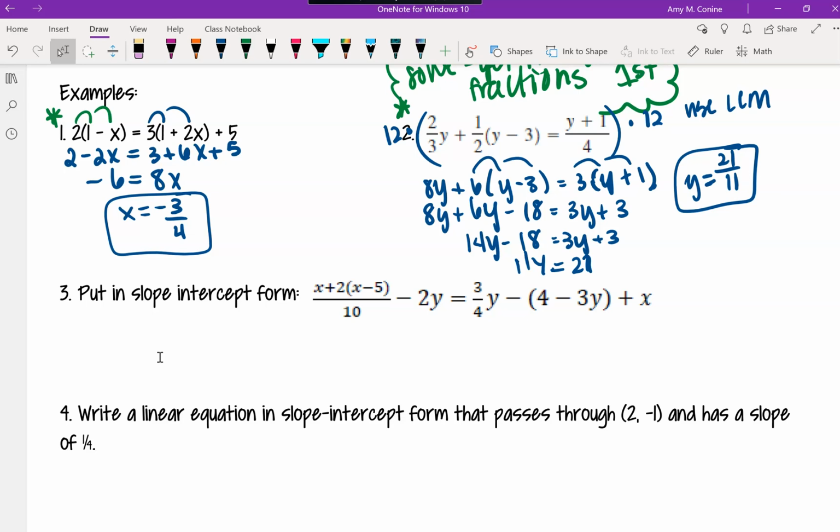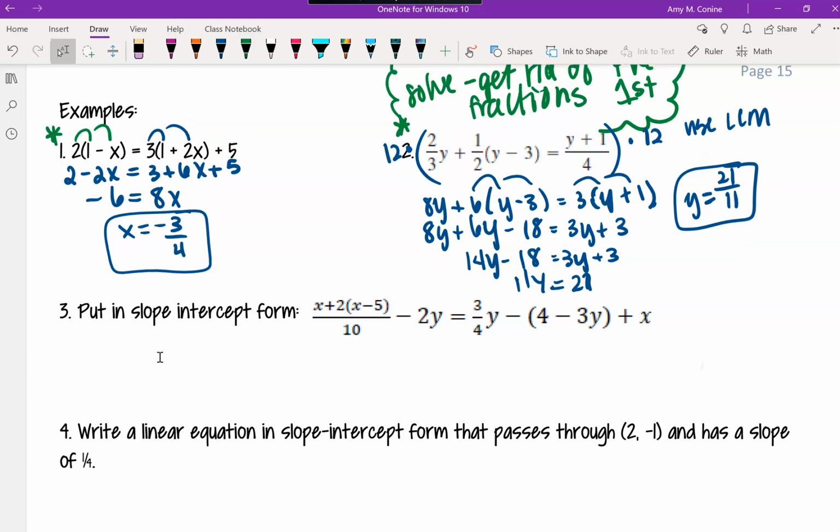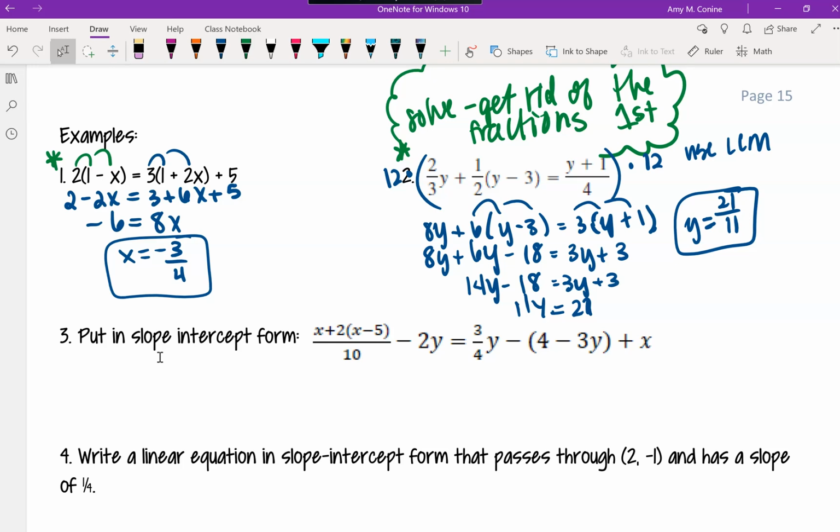It says put in slope-intercept form. So the same strategy I wanted you to try for number 2. We're going to get rid of the fractions first. So we're going to walk through that part together, and then you're going to finish the problem on your own. So you can see that there is a lot happening in this problem. There's a lot of fractions, a lot of things going on.